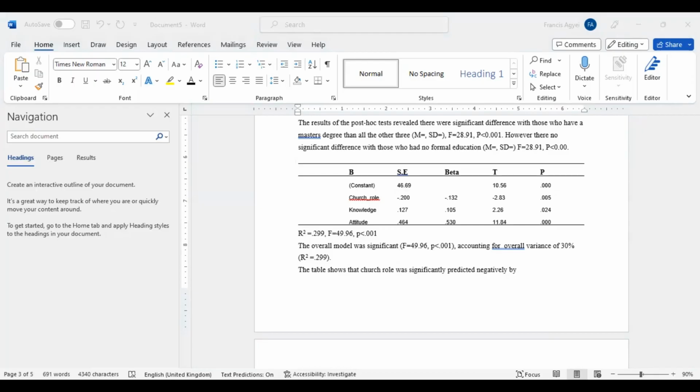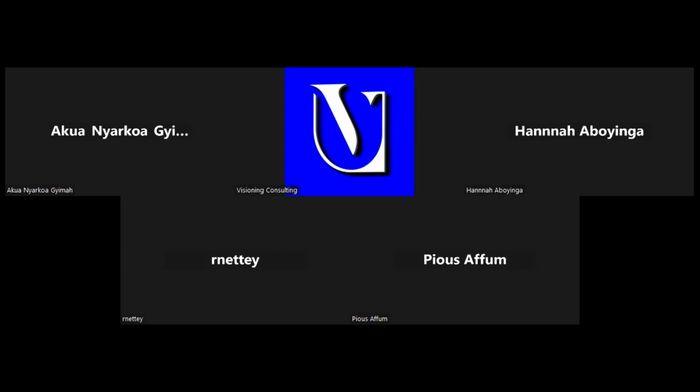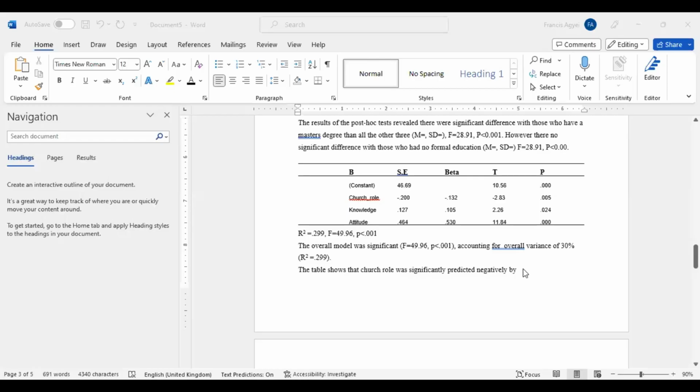On practices, it was significantly predicted negatively by practices. So come here. Predicted by practices. By practices. Then you quote the beta.